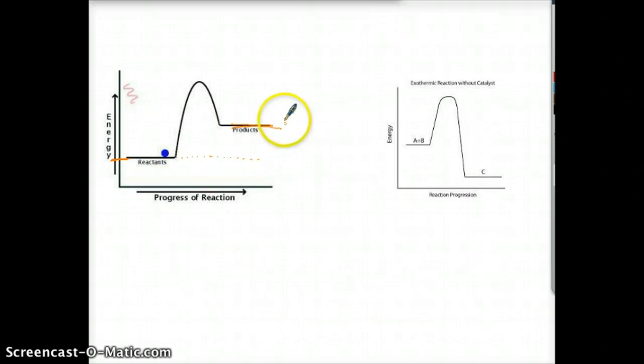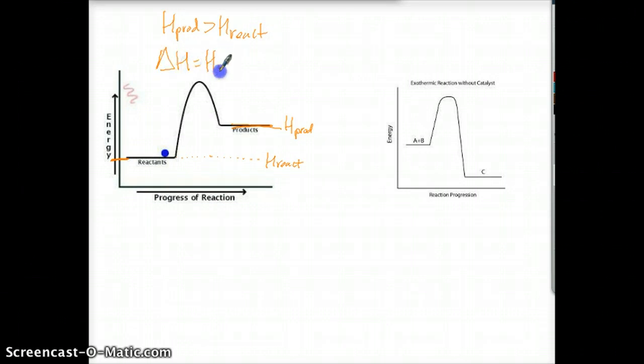So let's say this is H of our products, our enthalpy of our products. This is H of our reactants. We know H of products here is greater than H of reactants. So if we wanted to figure out the enthalpy of this reaction, delta H, we know it's going to be, as we said before, the enthalpy of the products minus the enthalpy of the reactants, whatever you end with minus what you start with. If this number is bigger than that number, then we know that delta H is going to be greater than 0. The change in enthalpy is going to be a positive number.